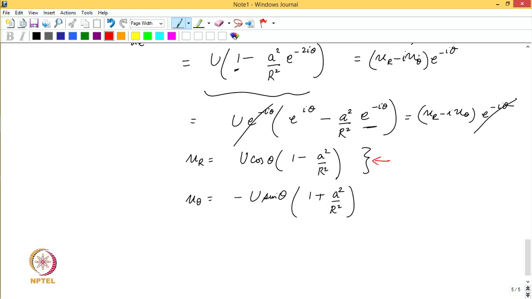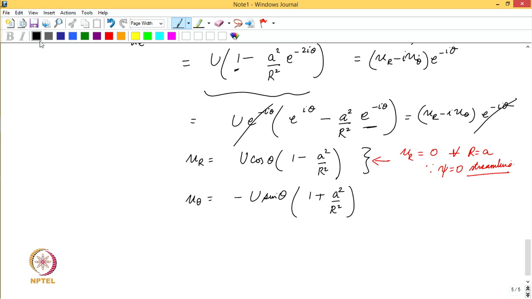If you look at this expression, note that u_r is 0 for r equal to a, which is precisely the psi equal to 0 streamline. So, u_r remains 0. There is no radial component of velocity across that streamline, which is good, as we verified our earlier finding. But let us also look at u_theta.